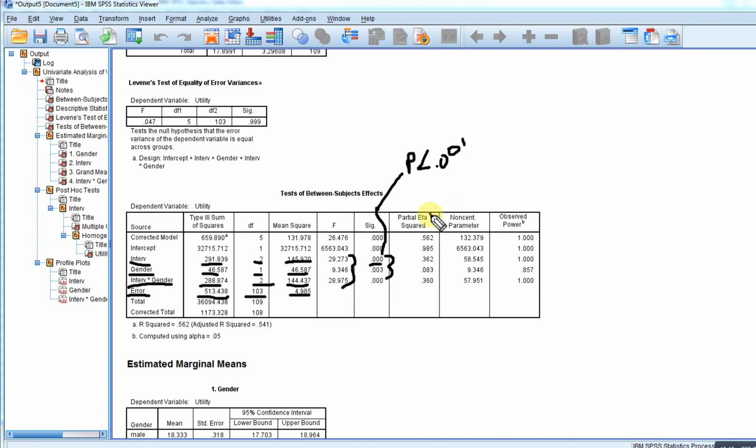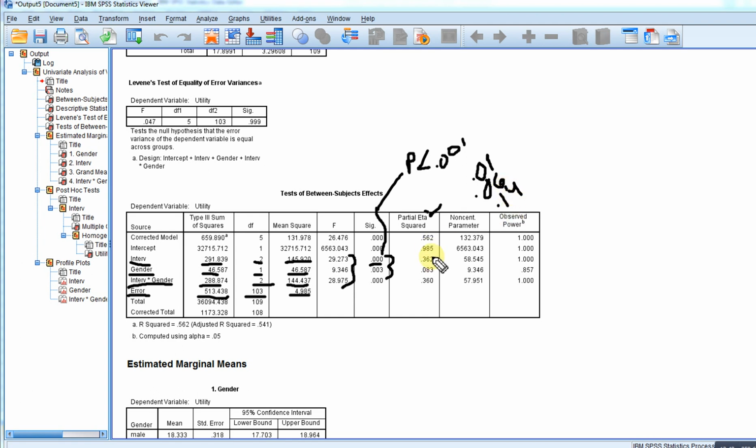In this column right here, these are effect size indices. This helps you gauge the magnitude of the effects in the model. Conventionally, for the social and behavioral sciences, Cohen laid out the following general thresholds for what constitutes a small, medium, or large effect. A value of 0.01 would be considered small, around 0.06 would be considered a medium effect, and around 0.14 or larger would typically be considered a large effect.